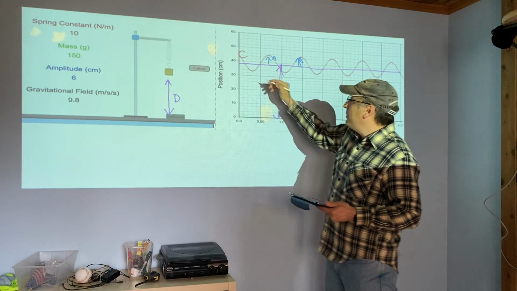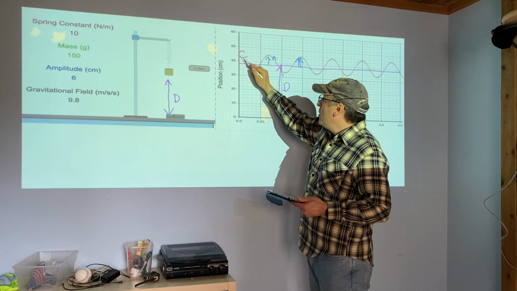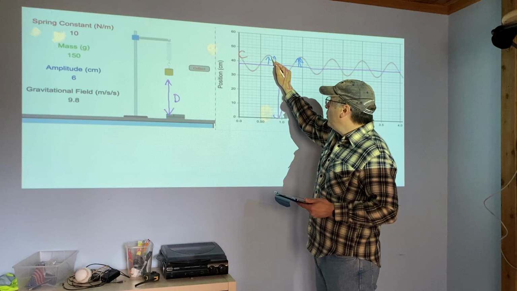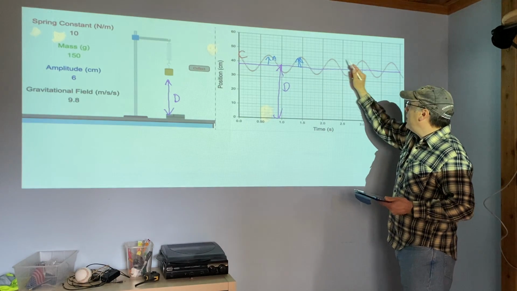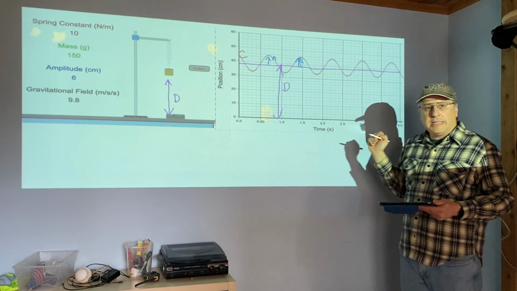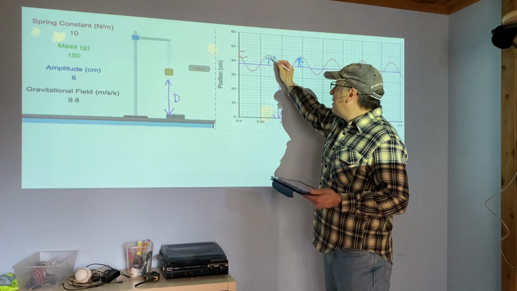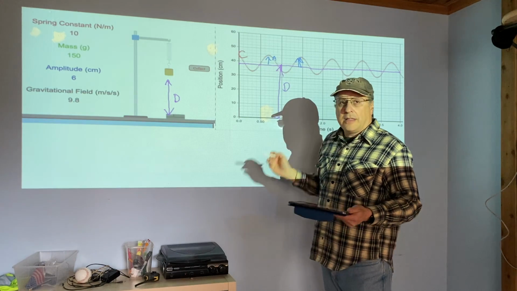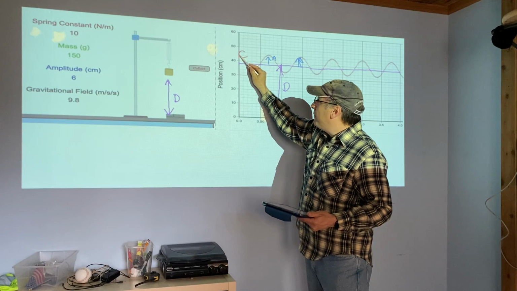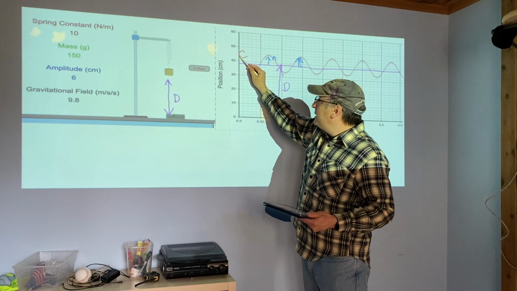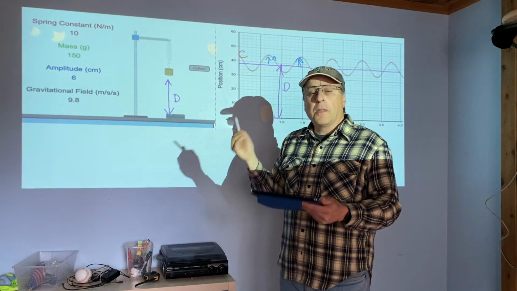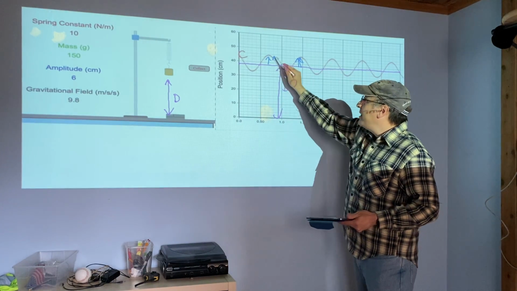So remember, when you're counting frequency, if you start here, don't count a full cycle till you get back to that same spot. 1, 2, 3, 4, 5 in around 3.8 seconds. Don't count to the top, don't count to the bottom, don't count to the middle. There's no spot that you always count to. You count to wherever you started. Whatever position it started at, when it gets back to that position, moving in the same direction, that's a full cycle.